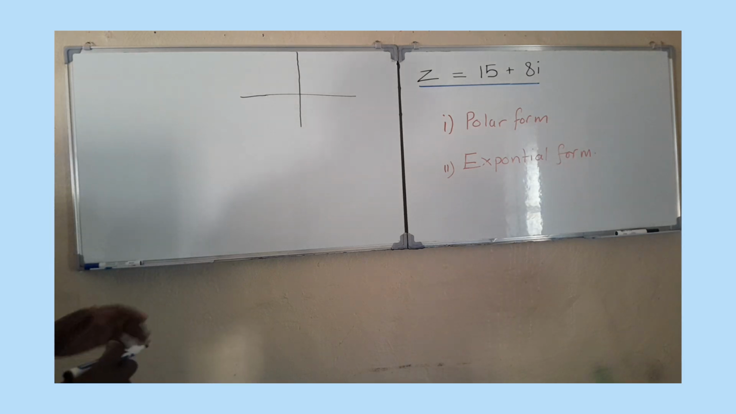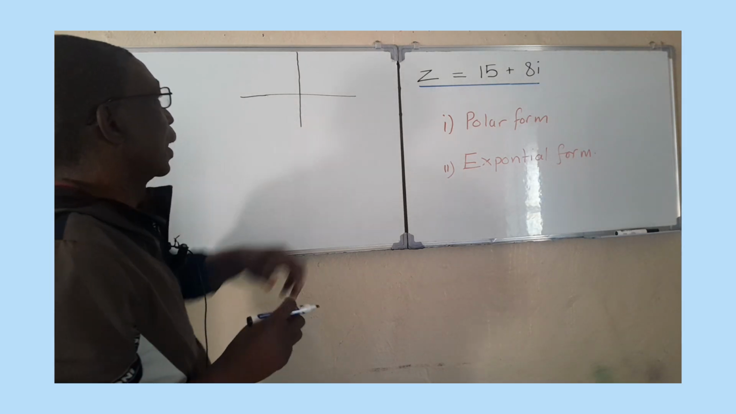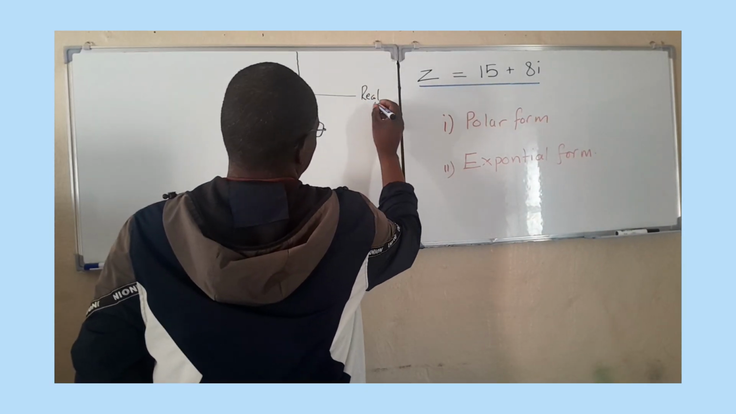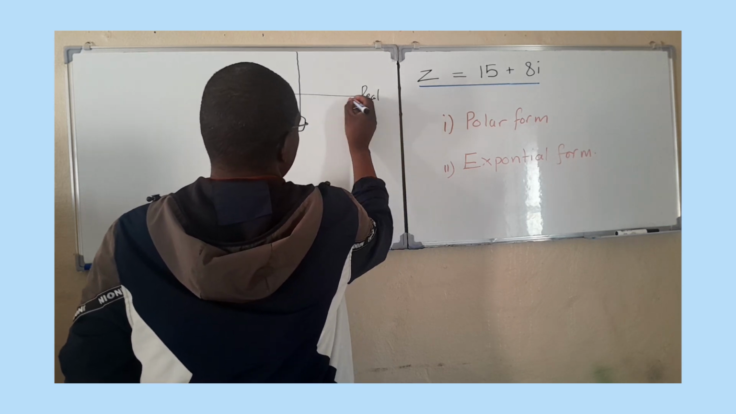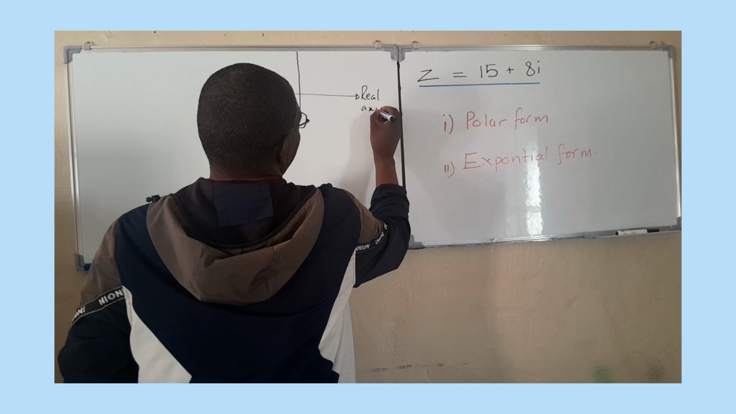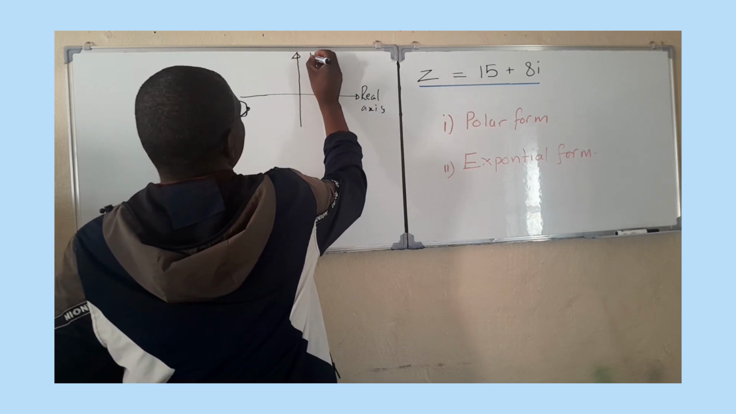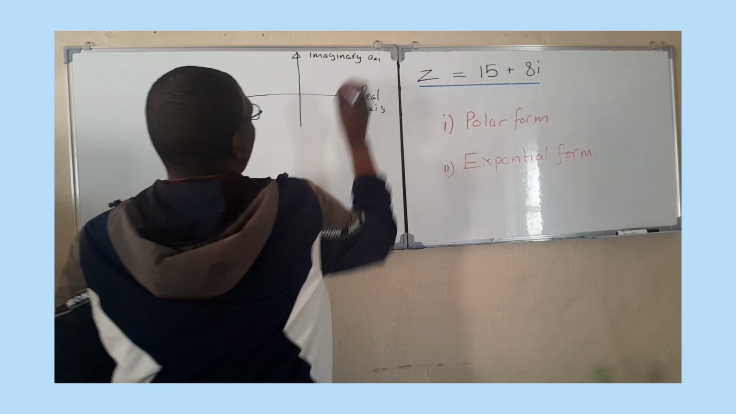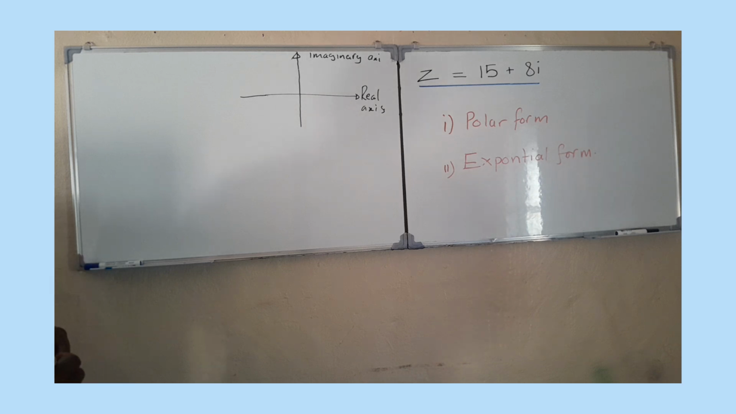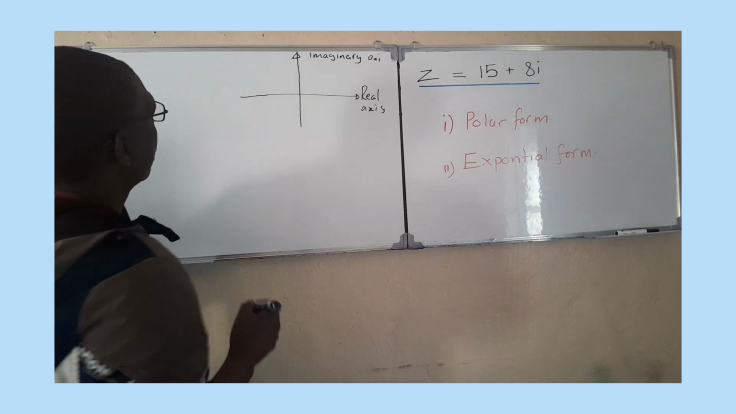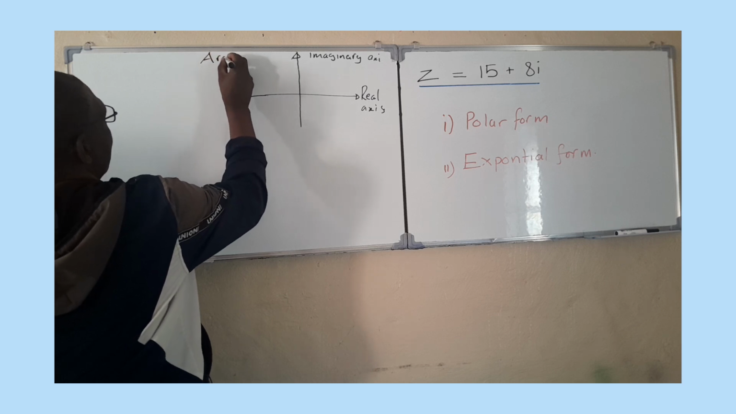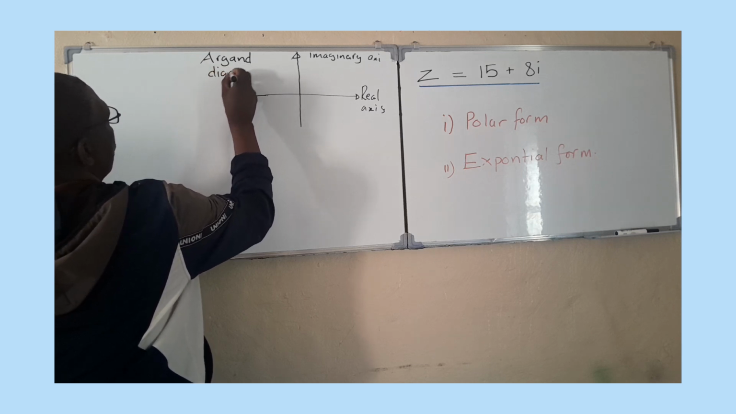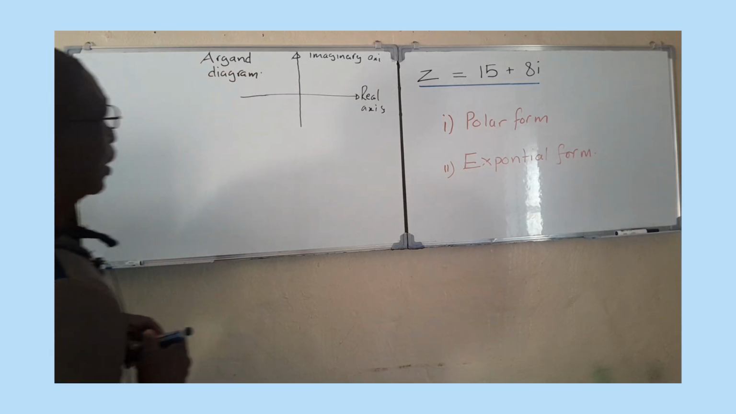In an Argand diagram, the horizontal axis is called the real axis. So this becomes the real axis. It's exactly like your XY plane, except that this is now the real axis and the vertical axis is the imaginary axis. Okay, so we are going to represent z on this diagram, which is called an Argand diagram.